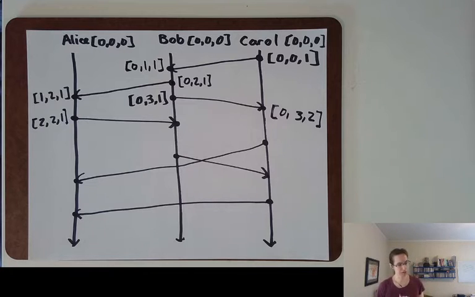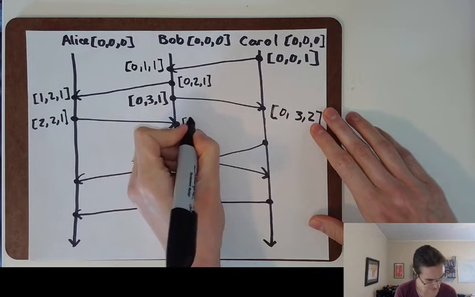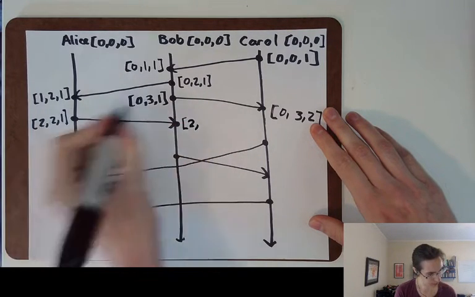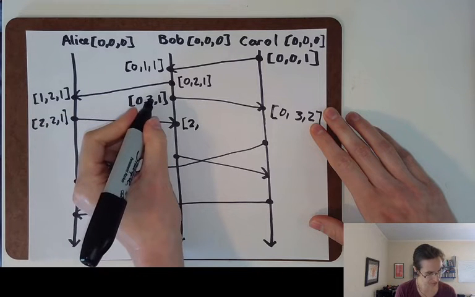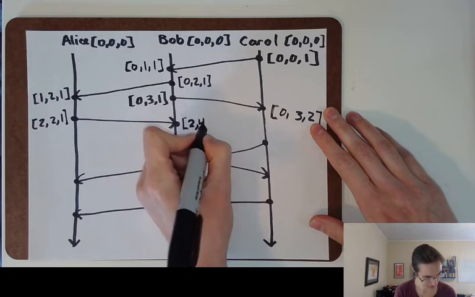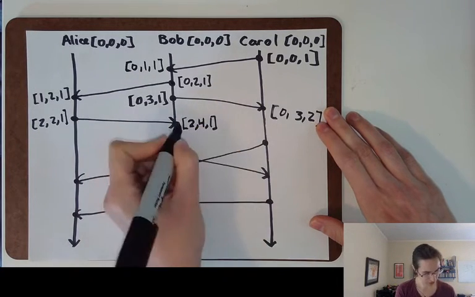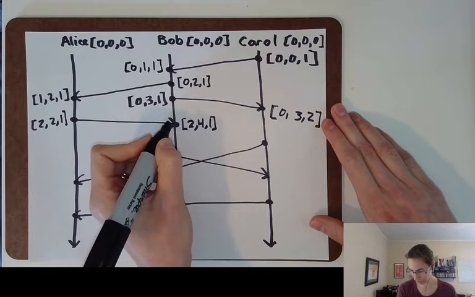Yeah, we're going to take the maximum of them, of each position, right? So the maximum of 2 and 0 is going to be 2. The maximum of 3 and 2 is going to be 3. And we're also going to increment it, right, because it's Bob's position. So that's going to become 4. And then, of course, the maximum of 1 and 1 is just 1. So the vector clock of that event right there becomes 2, 4, 1.